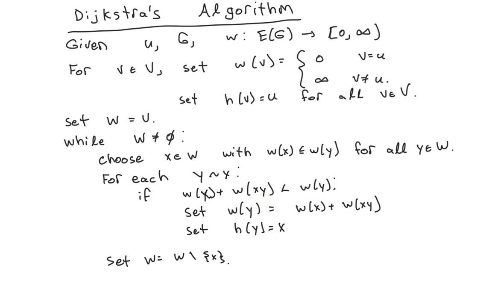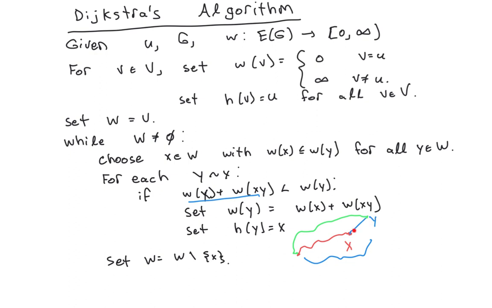In other words, what we're doing is we're taking some vertex x that we already have found a minimum path to, and for every edge incident to it, we're looking at y, and what this summation on the left is saying is: is the weight of this path smaller than the weight of the current shortest path we have from u to y? If so, then we're going to change paths.